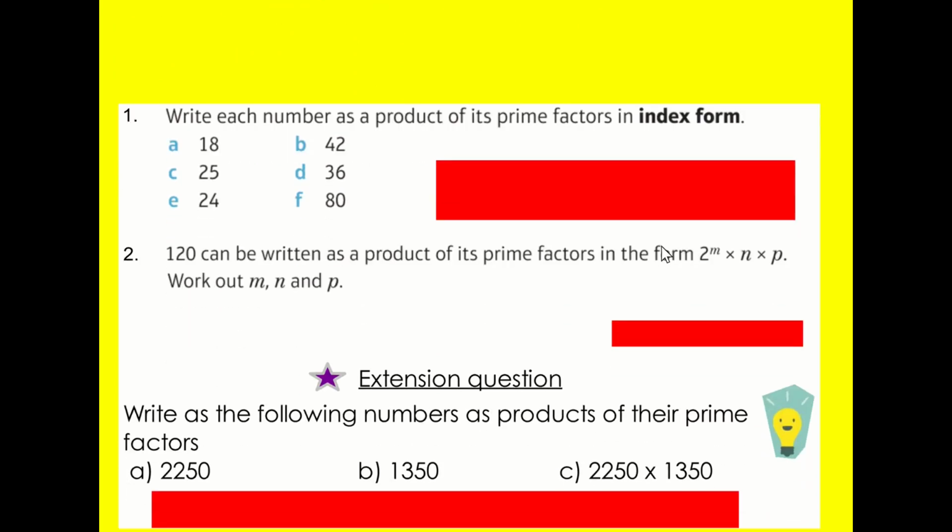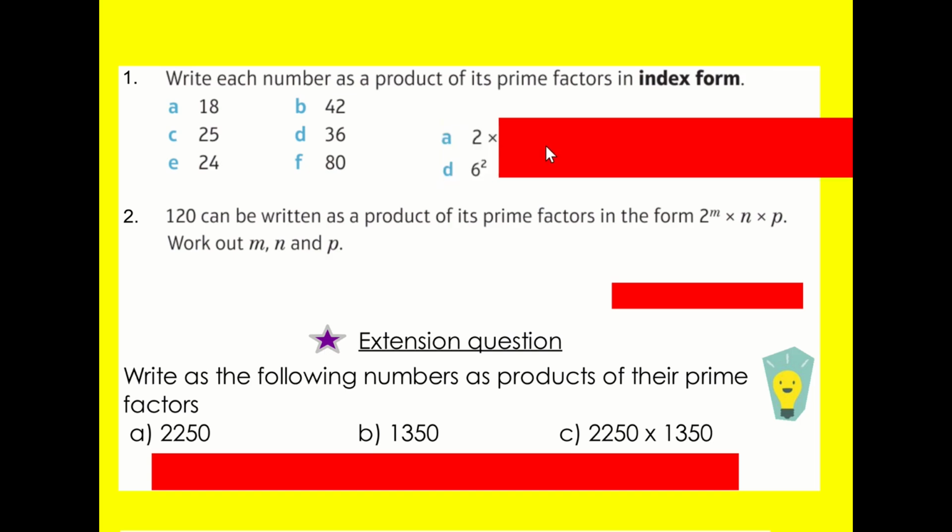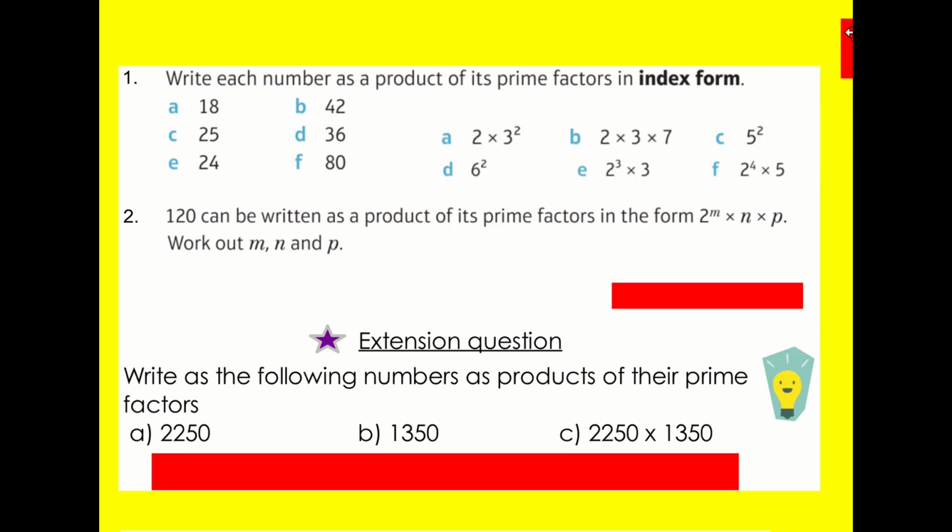Have a go then at this task. So I'm just going to show you the answers. Here we go. By the way, one of the answers is wrong, I've realised. 6 squared, that is equal to 36, but it's not the prime factorisation. It should be 2 squared times 3 squared. And yet 25 is a square number, we just write it as 5 squared.